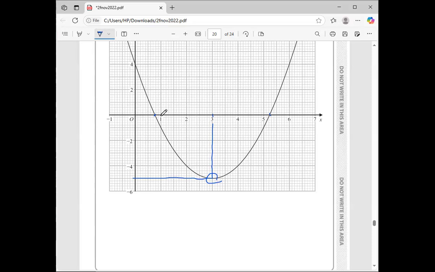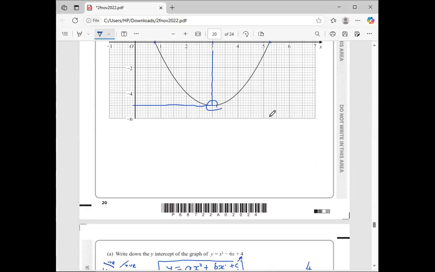Now, between 0 and 1, I have 10 boxes. That means each box is 0.1. So let's count: 0.1, 0.2, 0.3, 0.4, 0.5, 0.6, 0.7. That looks like it happened at 0.8. Do you agree with that? Yes. Okay, so let's go on to the second one. Take note, 0.8. The second one is 5.2. So that's 0.8 and 5.2.